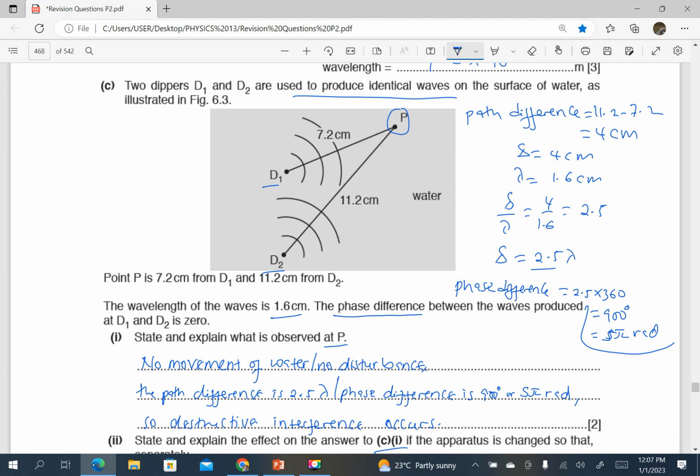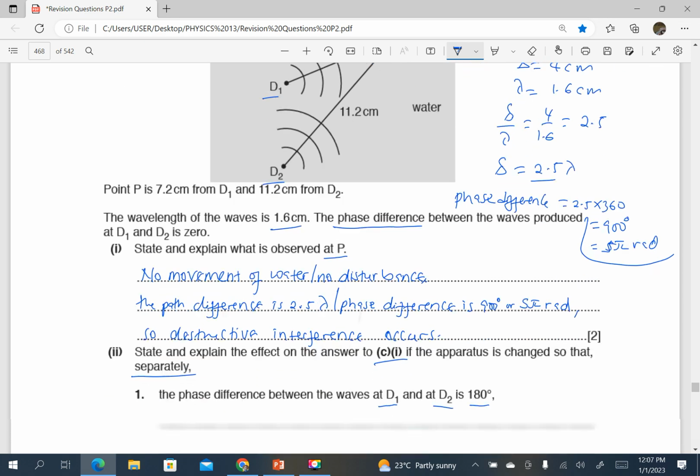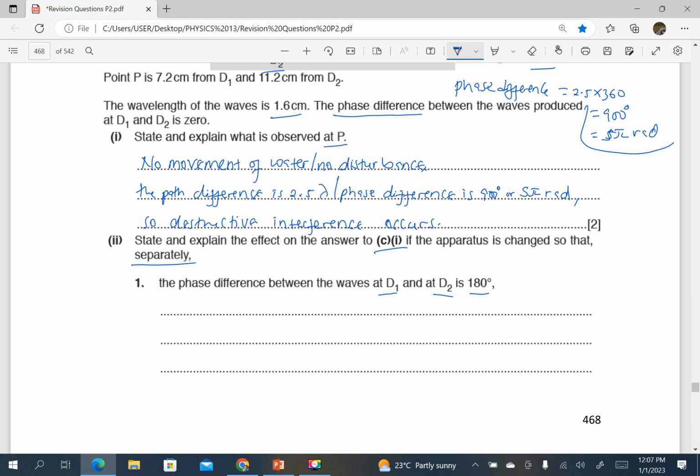So what has happened? Perhaps there has been a swap. There has been a change in positions. So where we had a minimum at P, we are going to expect now a maximum. Where there was no movement of water, this time there is going to be a maximum displacement. So the water at point P is going to actually vibrate.